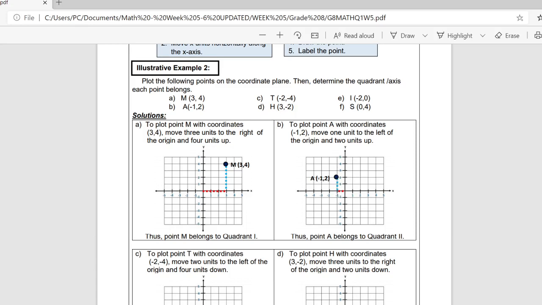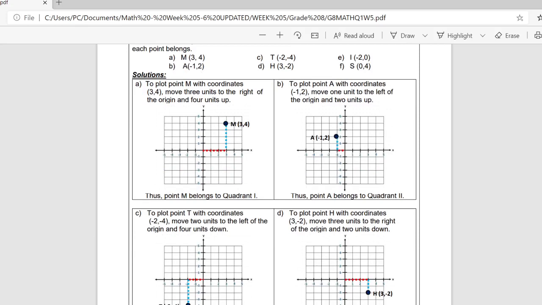Number 3 example, or letter C, point T. Point T means your abscissa is right of the y-axis and your ordinate is below the x-axis. So this is your -2, right of y, then below the x-axis, 4. That is your point T.